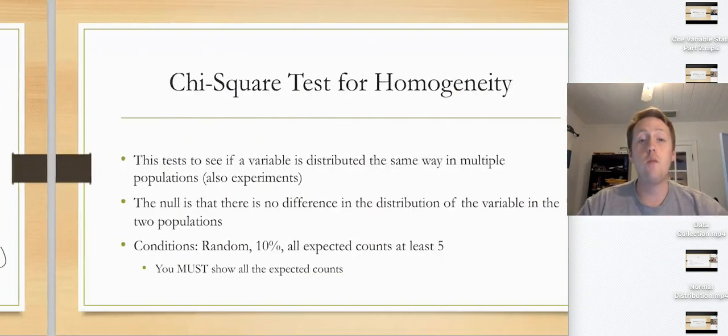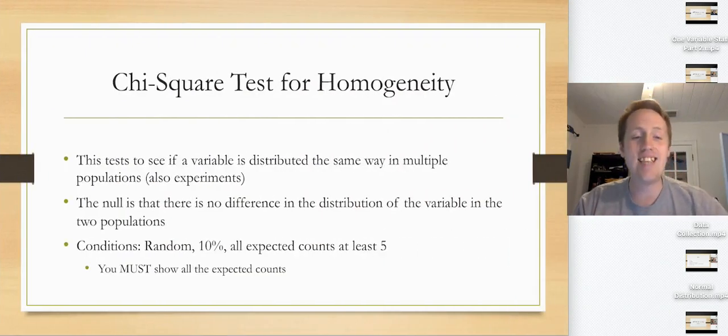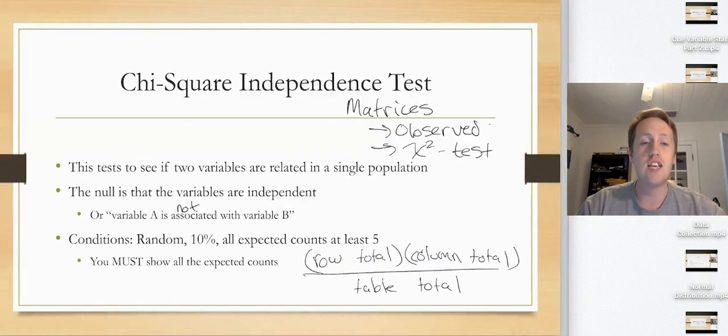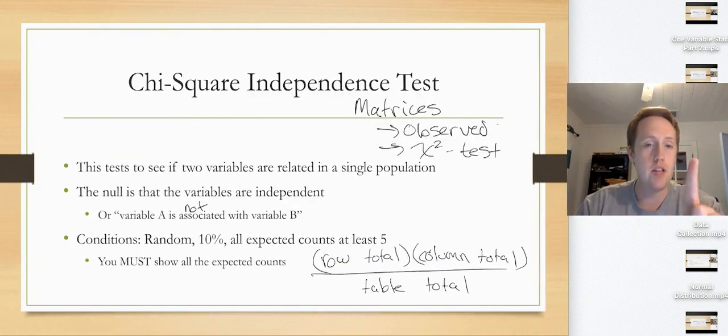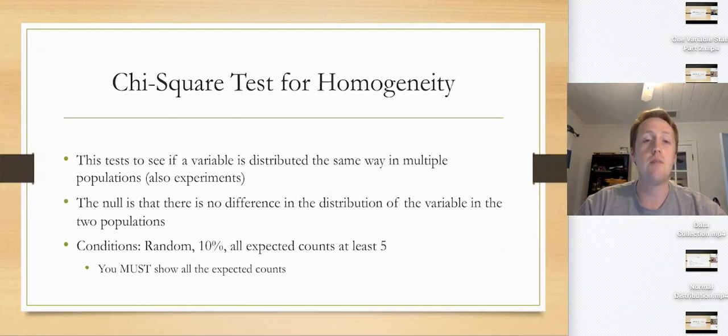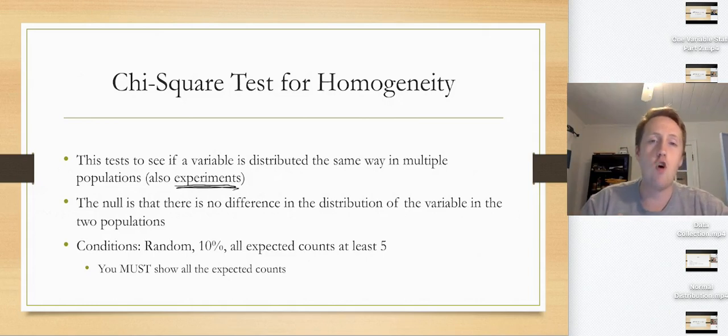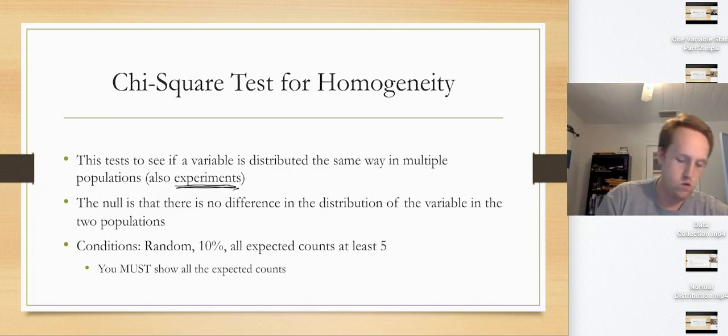The chi-square test for homogeneity is mathematically identical to the chi-square test for independence. The difference is primarily in the sampling. It tests to see if a variable is distributed in the same way in multiple populations. So for the test for independence, you're sampling from one population. For the test for homogeneity, you're sampling from multiple populations, or you're doing an experiment. Experiments are always tests for homogeneity. The null is that there is no difference in the distribution of the variable in the two populations, or 3 populations, or however many you need.